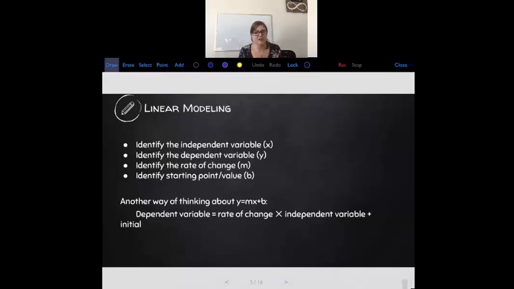So we've talked about y equals mx plus b as slope-intercept form of a straight line, but if we think about x in terms of independent variable, which might help in the context of these problems, and y in terms of dependent variable, then your equation can become dependent variable is equal to your rate of change times the independent variable plus the initial value. So instead of having y, we've replaced it with the dependent variable. m is your rate of change, the independent variable is x, and then you have the initial value.